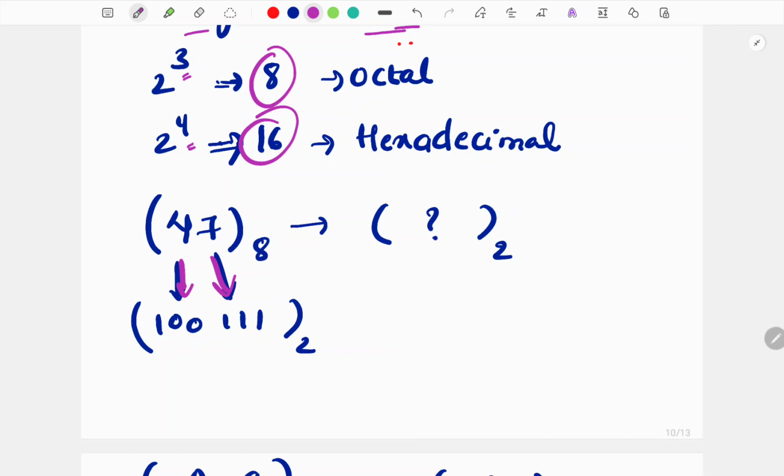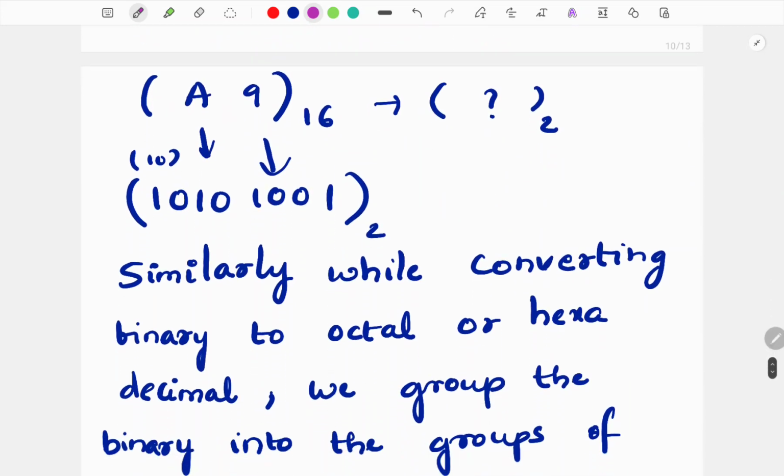If it is hexadecimal, we need to represent each digit in 4 binary digits, like A is 1010, 9 is 1001.